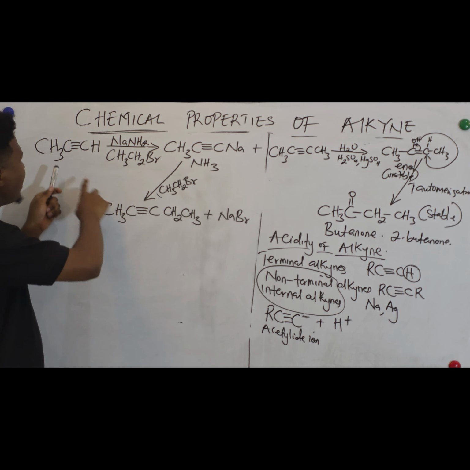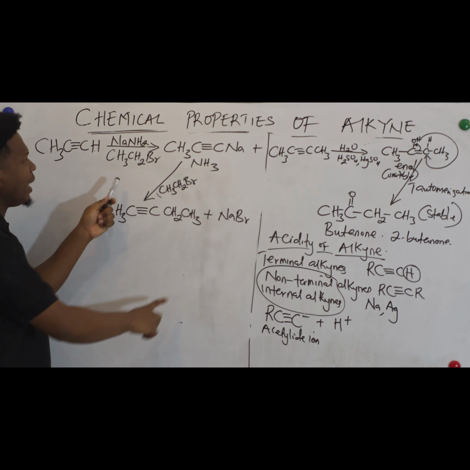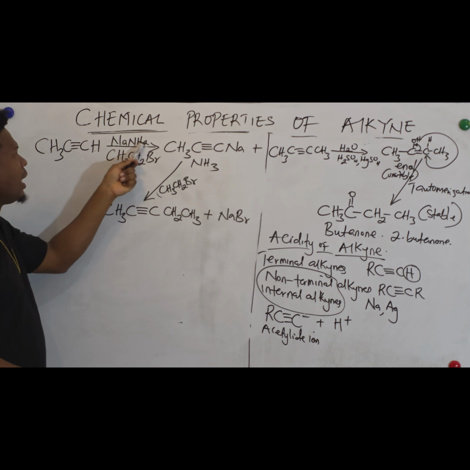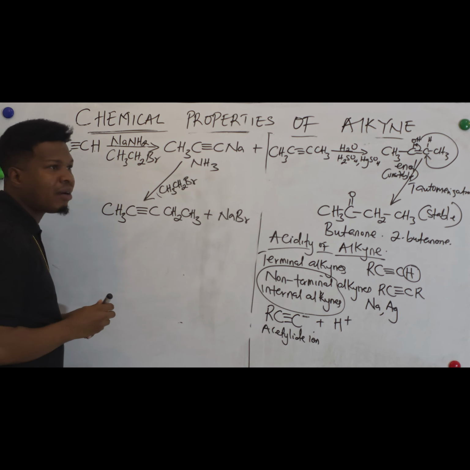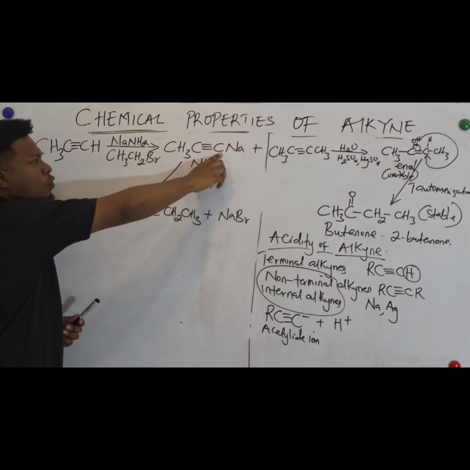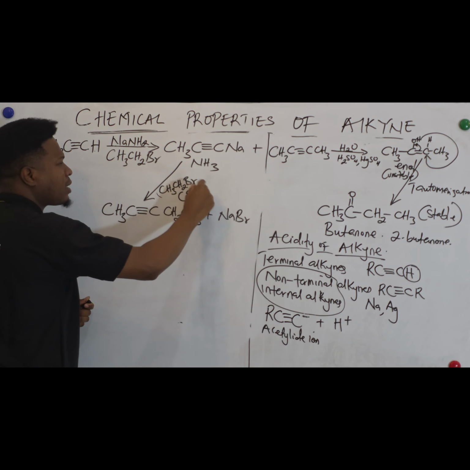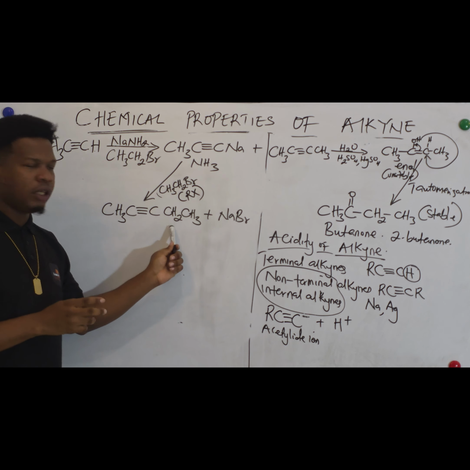Now, looking at this reaction, you will see that the alkyne has been elongated. So to convert a terminal alkyne to a non-terminal alkyne, we carry out these two reactions. It mustn't be sodium amide; you can use silver nitrate. You can use any metal that can cleave at this point to form the acetylide, which will further react with the alkyl halide. This group of compounds, RX, is called alkyl halide, and it forms the elongated alkyne.